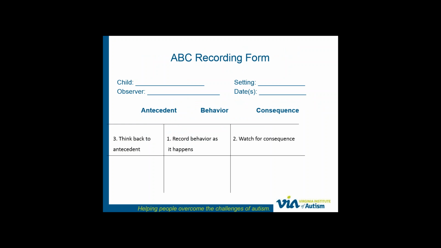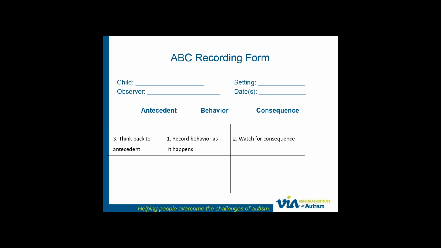This is a very simple ABC recording form. Typically the ones that I give to parents also have times on the left, so I can look at patterns of times. The first thing you do here, number 1 in the middle, is record the behavior as it happens. So the child is having a tantrum. Obviously, if you have to manage the behavior, do that first, but then go to your sheet and write down aggression. The second thing you do is watch for the consequence. What did I do afterwards? What did the environment do afterwards?